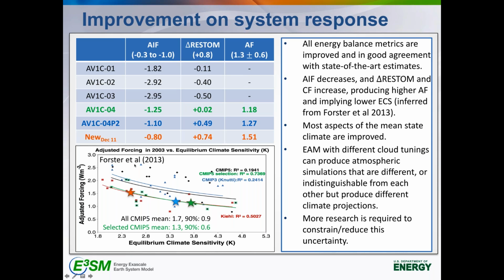So if we follow the Forster et al. paper, which correlates equilibrium climate sensitivity to adjusted forcing by constraining aerosol indirect forcing and delta R_TOA to agree with observations, we have decreased the implied climate sensitivity from 3.7 Kelvin to about 2.4 Kelvin. So this means that this model produces a much lower climate sensitivity when indirect forcing and the top of atmosphere energy balance differences are constrained. But more research, of course, is required to constrain and reduce this uncertainty.